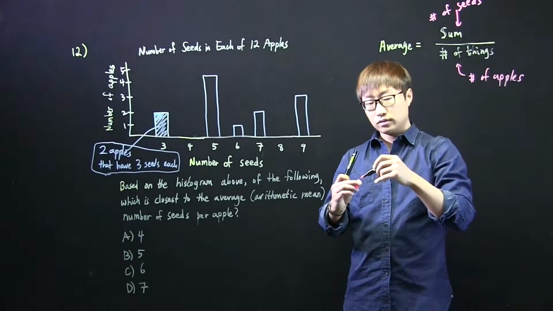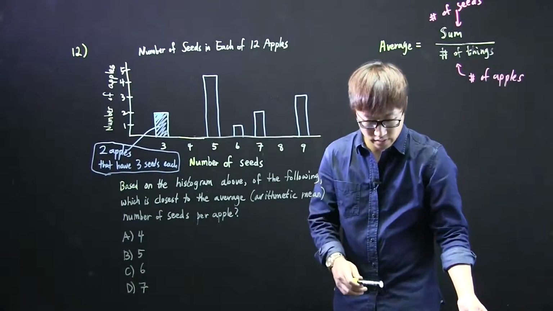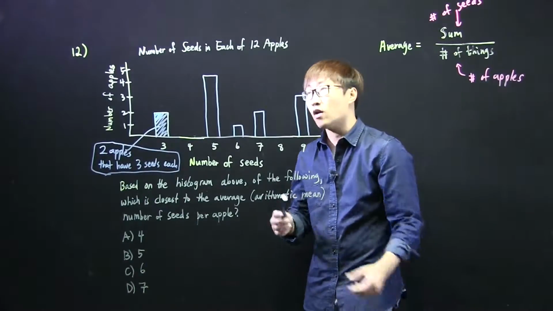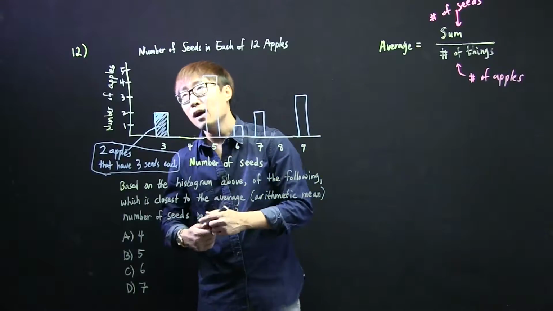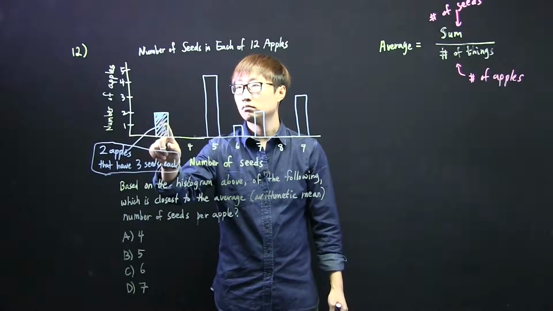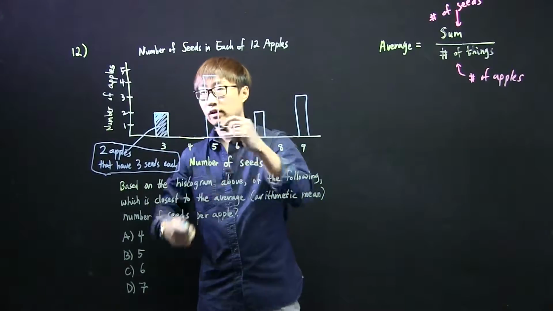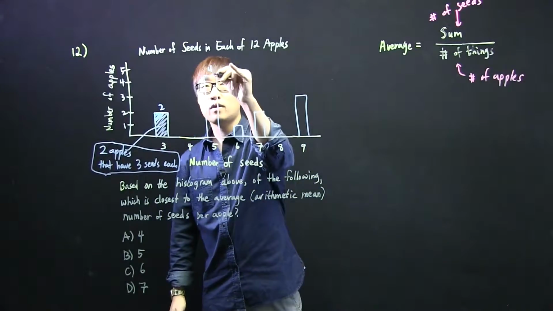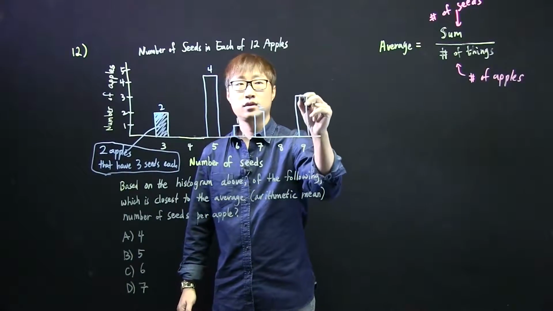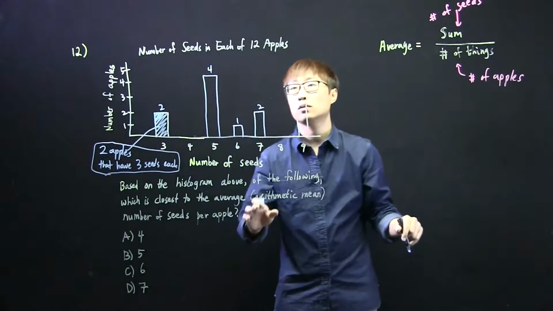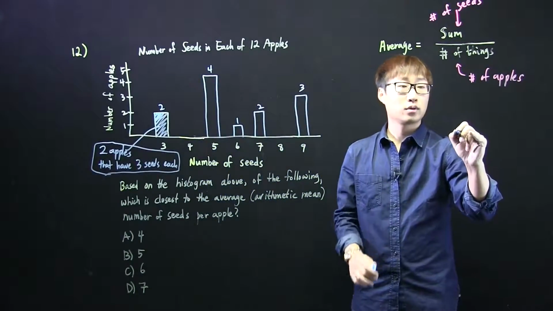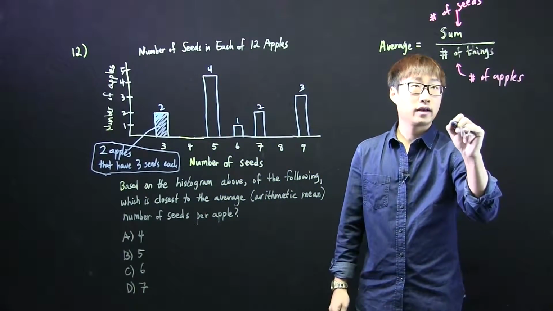And here would be number of apples, right? So let's try to count the number of seeds and number of apples overall. How many apples do we have, first of all? Let's count that. We've got 2 apples here. So let's write that: 2 apples, 4 apples, 1 apple, 2 apples, and 3 apples. So we've got a total of 5, 6, 10, 12 apples. So we've got 12 apples.